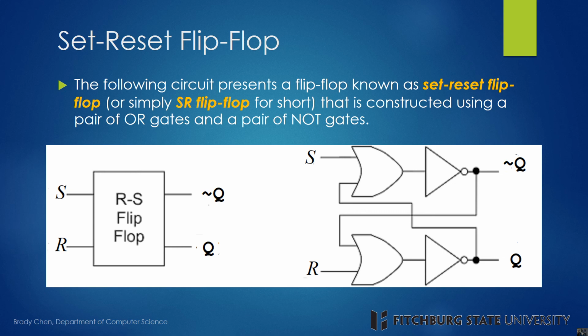There may be many different flip-flop designs. The following circuit presents a flip-flop known as a set-reset flip-flop. The diagram shown in this slide is called a set-reset flip-flop, or sometimes an SR flip-flop. This flip-flop is constructed using a pair of OR gates and a pair of NOT gates, so we basically use 4 gates.